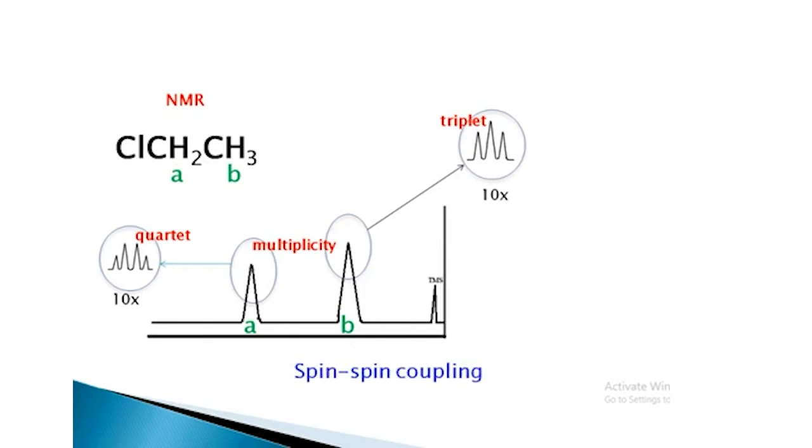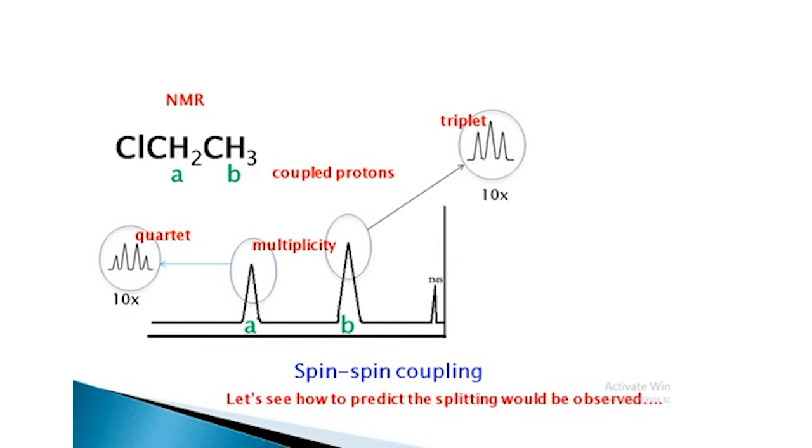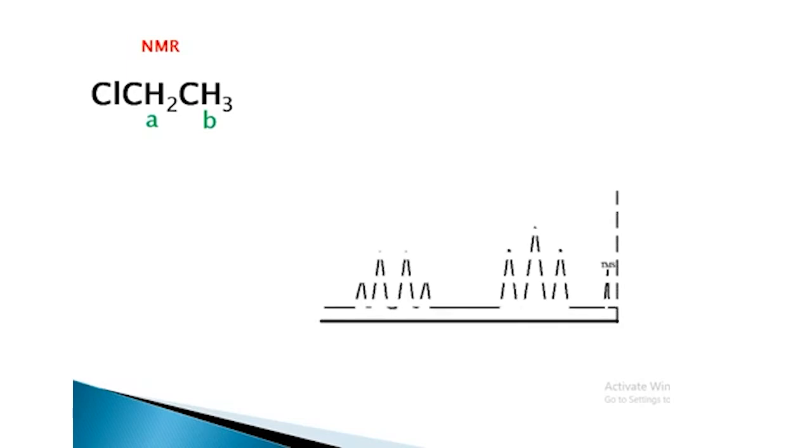Another term we should know is that these protons A and B are coupled protons. That means they cause splitting of each other's peaks. Now let us see how to predict the splitting that would be observed. Let us see the split peaks in the spectrum of the same example. This is our rough sketch of the spectrum, and this quartet is due to the A type hydrogen, and this triplet is due to the B type hydrogen.